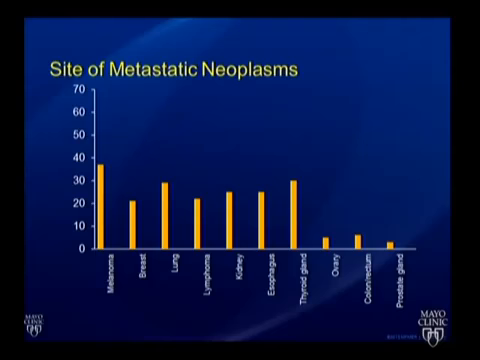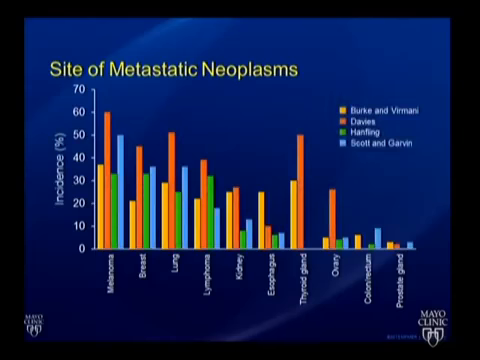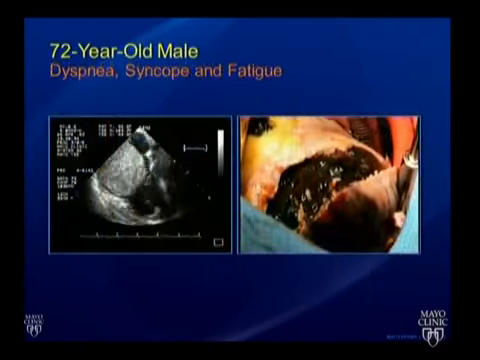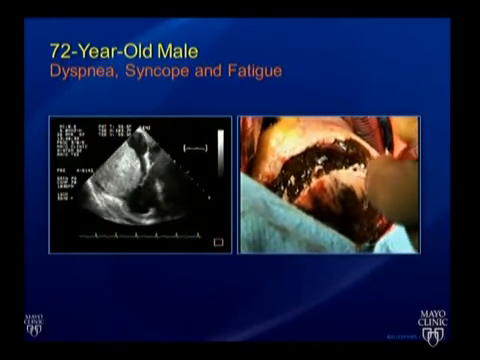So the sites of metastatic neoplasms are coming from very different locations, and different series have been published about what's the most common. Melanoma is probably the most common in all series, followed closely by breast, lung, and lymphoma. Now, in two series, thyroid, which lives right next to the heart, was also metastatic to the heart, but thyroid cancer is a very rare cancer in terms of being metastatic to the heart in general.